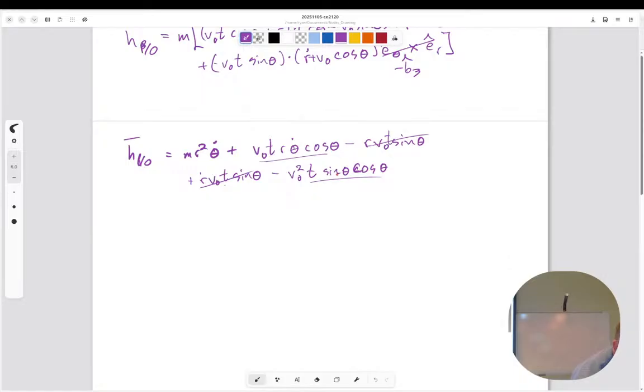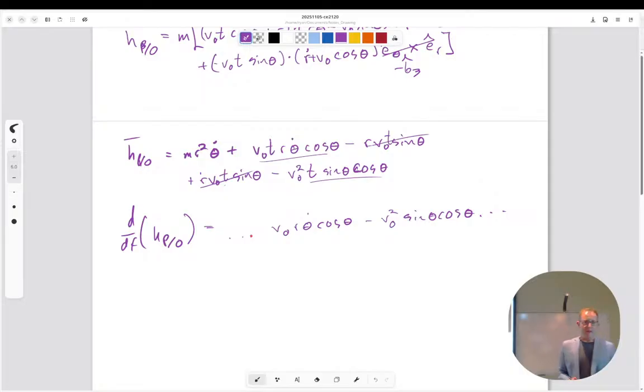If we take a derivative of this with respect to time, then there's some stuff, but we get a V0 r theta dot and that cosine theta, and then minus that V0 squared. I mean, there might be some other terms, but that'll tell us what is the moment created on our fixed reference frame.